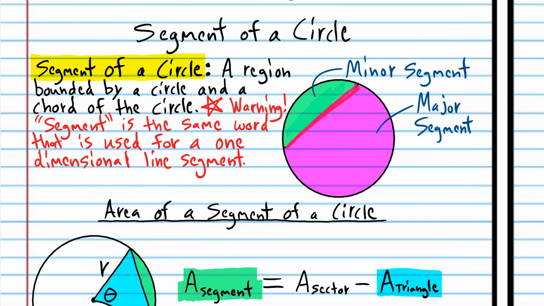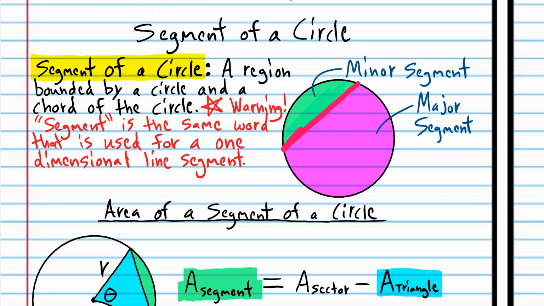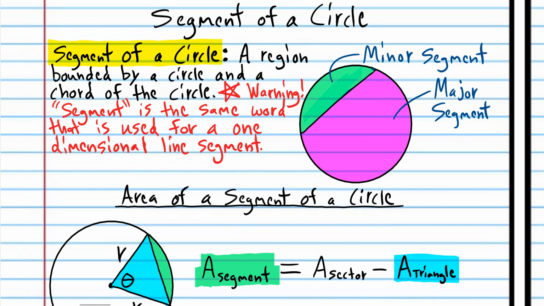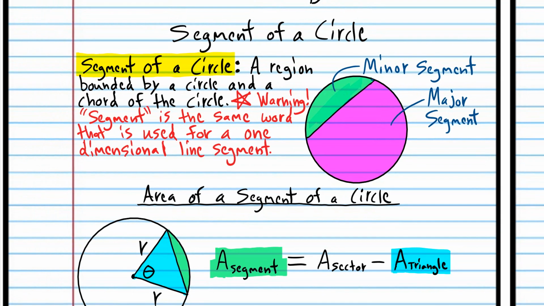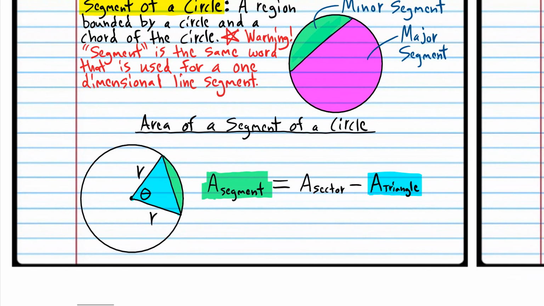If you draw a chord in a circle, let me make that a little bigger, then that creates 2 different regions, this region here and this region here, and both those regions are called segments of circles. This is the smaller segment, so it's called the minor segment, and of course the other segment's the major segment. I know it's very confusing, because we're using that same word that describes something completely different from an actual line segment. But you're just going to have to make a mental note of that.